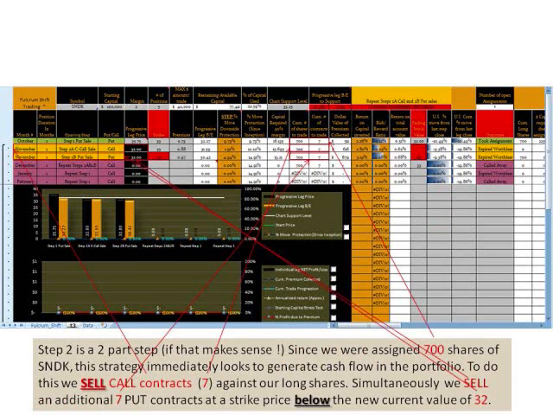Step 2 is a two-part step, if that makes sense. Since we were assigned 700 shares of SanDisk, this strategy immediately looks to generate cash flow in the portfolio. To do this, we sell call contracts, 7 of them, against our long shares. Simultaneously, we sell an additional 7 put contracts at a strike price below the new current value of 32.